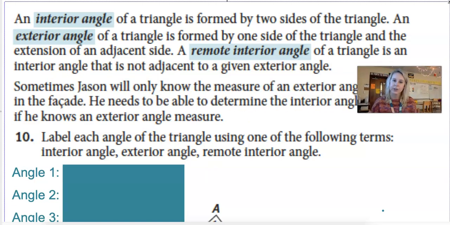An interior angle of a triangle is formed by two sides of the triangle. An exterior angle of a triangle is formed by one side of the triangle and an extension of the adjacent side. A remote interior angle of a triangle is an interior angle that is not adjacent to the given exterior angle. That is a lot of vocabulary. You have an interior angle, an exterior angle, and a remote interior, which is not adjacent. Interior angles are the insides of your triangle. An exterior angle is an angle outside of the triangle, and remote interior means far away.